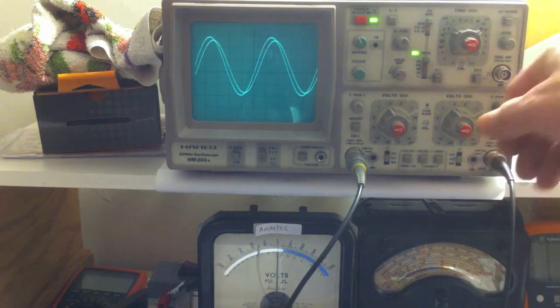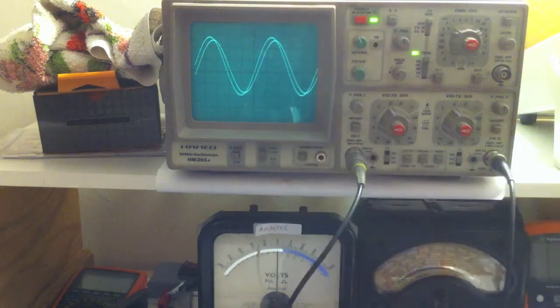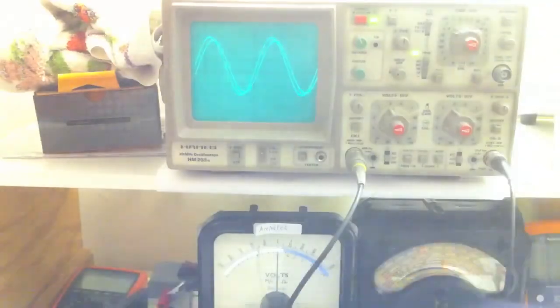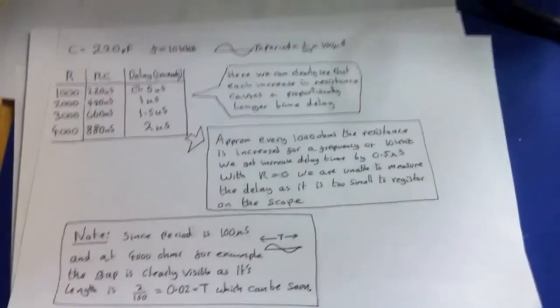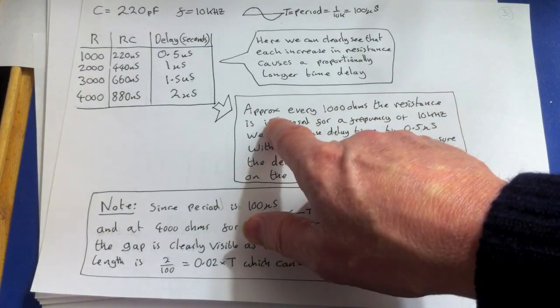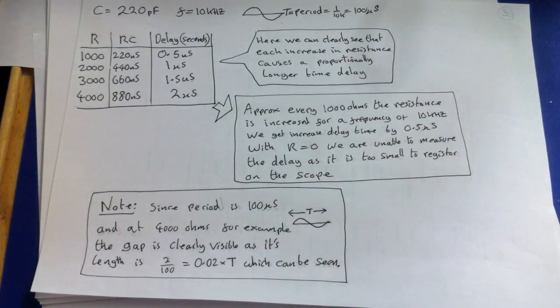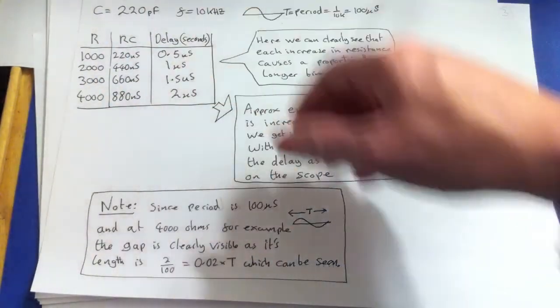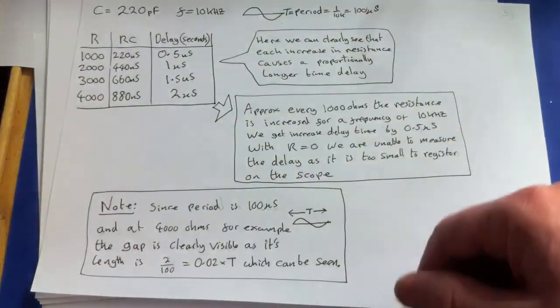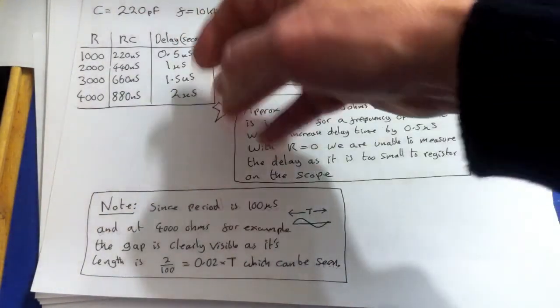So what I did then was I actually started to measure this gap so that you could see the difference, and I'll just quickly discuss what I've done there. Okay, so I just read this. What I've written here is: approximately every 1,000 ohms the resistance is increased, for a frequency of 10 kilohertz. This only applies to this particular setup. This will be different for different frequencies and different combinations of resistors and capacitors.